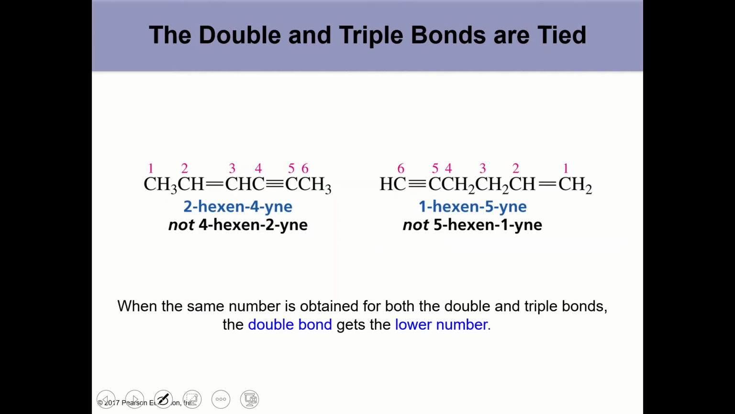Double and triple bonds are tied. So what if the numbering gives us that 2 and 4 are the lowest possible numbers from either direction? Are we going to put the triple bond at 2 and the double bond at 4, or the double bond at 2 and the triple bond at 4? Let's write out those options. So options. What is correct? 2-ene, 4-yne, or 4-ene, 2-yne.